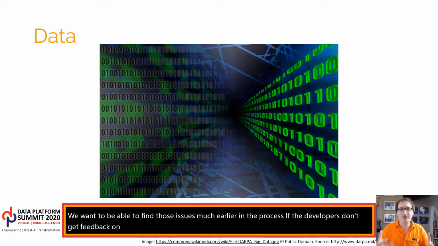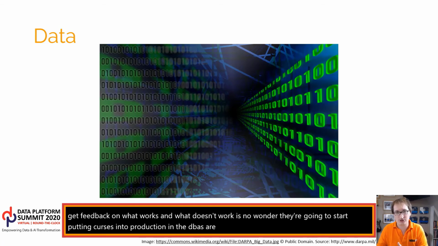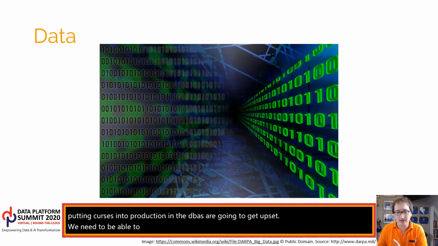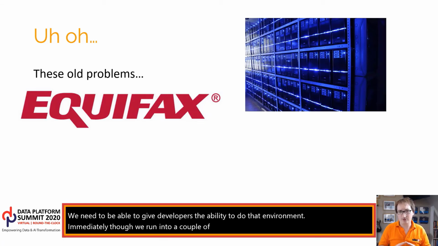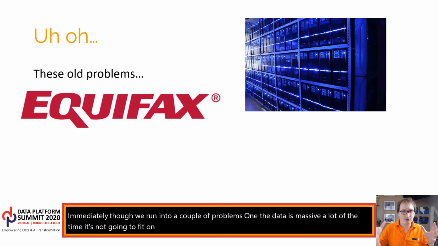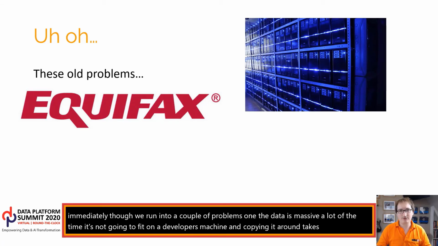If the developers don't get feedback on what works and what doesn't work, it's no wonder they're going to start putting cursors into production and the DBAs are going to get upset. We need to be able to give developers the ability to do that in their dev environment. Immediately, though, we run into a couple of problems. One, the data is massive a lot of the time. It's not going to fit on a developer's machine, and copying it around takes forever.